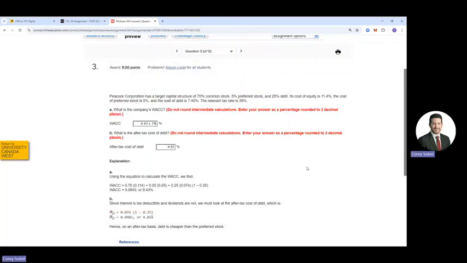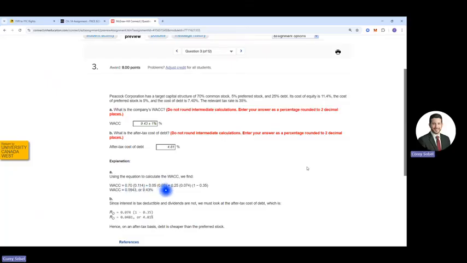What is the weighting of my equity? They've told me of the capital structure, 70% is common stock. So common stock, that's equity for the company, right? So 70% times that 11.4%, which you can see down here in the equation. The solution: 70%, the weighting of equity, times the cost of equity, 0.7 times 0.114. Okay, so this piece here, 0.7 times 0.114, that's the equity piece.